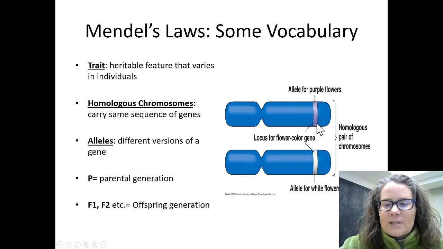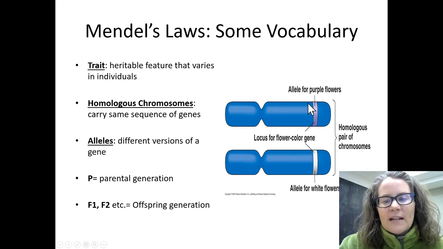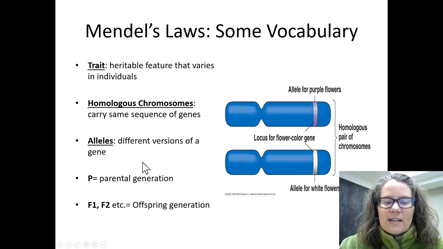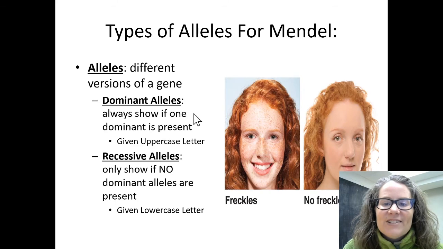So up here on my chromosome, I can have the gene for flower color in the same position on my homologous chromosomes, but one of these chromosomes carries an allele for purple flower color and one for white flower color. These 2 different flower colors or forms of the flower color gene are known as alleles. Finally, we often will abbreviate the parental generation with the letter P and filial or offspring generation with F1, F2, etc.